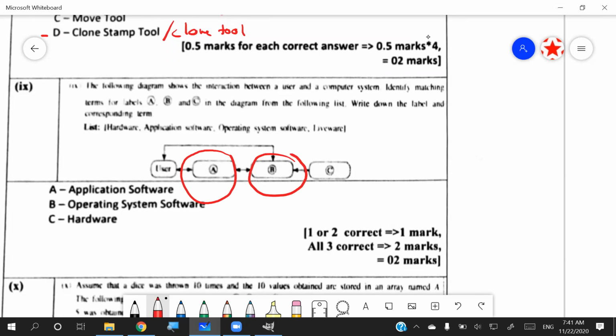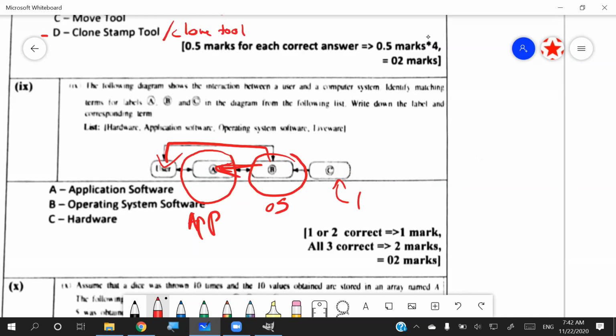The places where the user is interacting, A is going to be the application software, because the operating system is also interacting with the application software. So R is going to be the operating system. So it can interact with the A. No, I'm sorry, B is going to be the operating system. So B can interact with A as well as the user, right? So this is OS. This is application software.